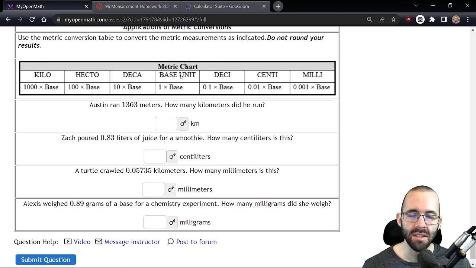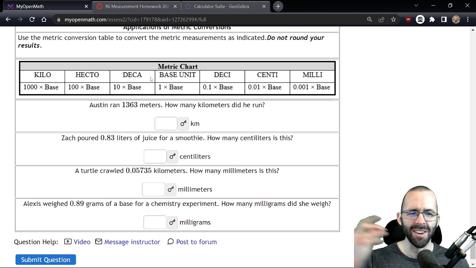So base unit, that's going to be meter, liter, gram, whatever. And then if you say deci, that makes it smaller. Centi, smaller. Milli, smaller. So a decigram is a tenth of a gram. Centigram is a 1/100th of a gram. Milligram is a 1,000th of a gram. And you can go the other direction, right? That's what this chart is doing.